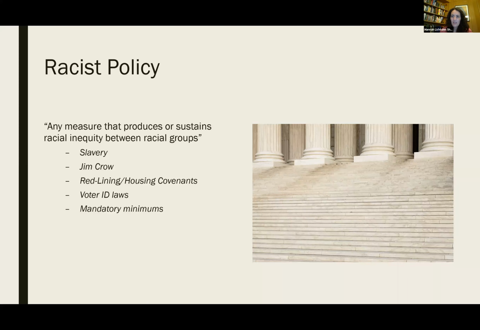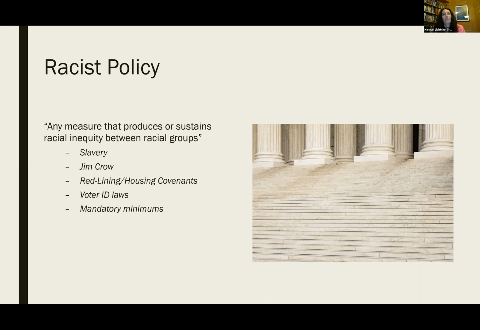But what about voter ID laws? Is that a racist policy? Yeah, because it disproportionately affects people who are Black and other minorities. What about mandatory minimums in the criminal justice system? Is that a racist policy? Yes, in the end it is, because it disproportionately affects people who are Black. And what that means is, when you look at these policies, it's not about their intent, it's about their outcomes.